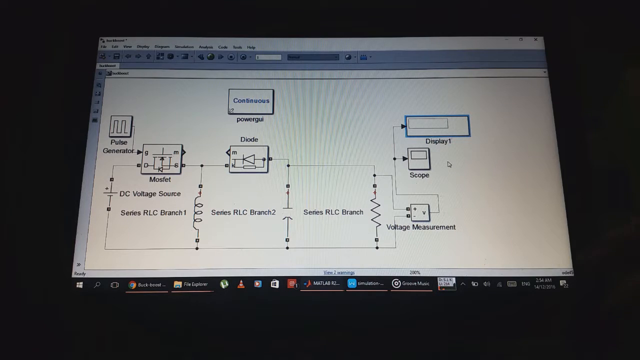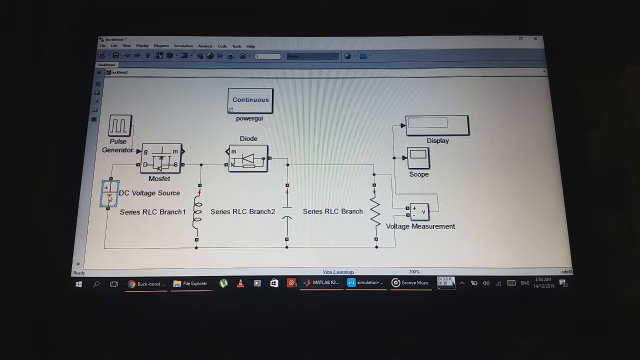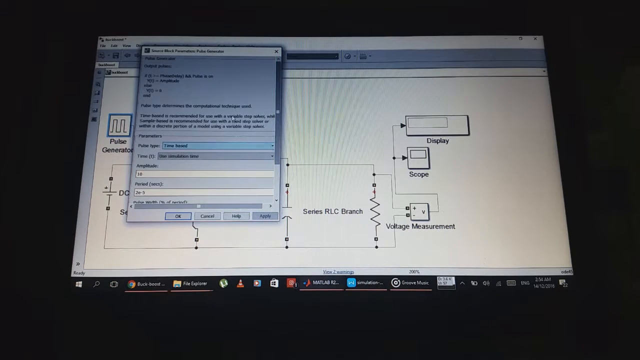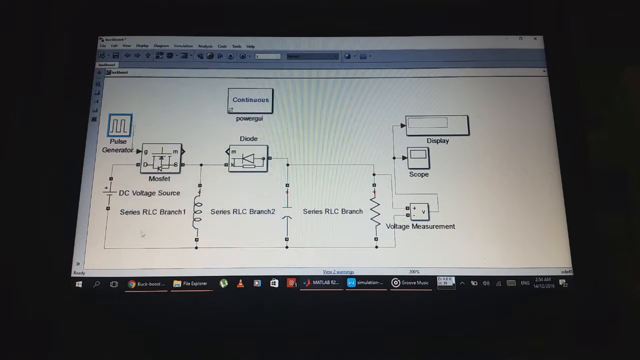Let me change it. This is the display, and this is the scope, and it is for the voltage measurement. So at first, the DC voltage I put at 100 amplitude, and then at the pulse generator I put the amplitude as 10, with 2e-5 seconds per period. The power switch I put at 20%, because we only focus on 20% of it. If we focus on more than that, we might have a lot of trouble looking at the waveforms. And then we just press OK.